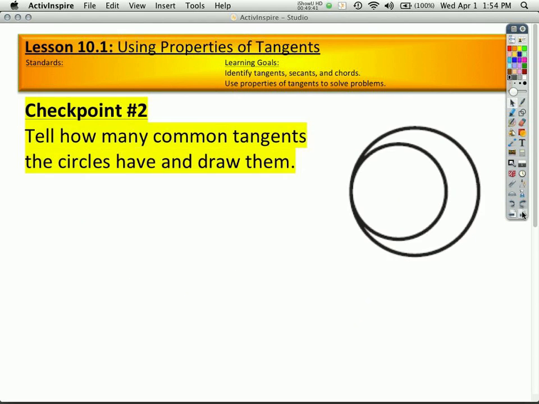Good. Checkpoint number 2. Is this checkpoint number 2 or number 1? Checkpoint number 1. So change that to a 1. How many common tangents does that diagram have? Do we have to draw that? You do not have to draw it if you don't want to.